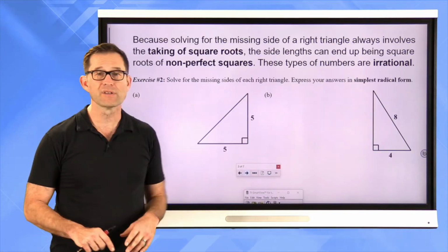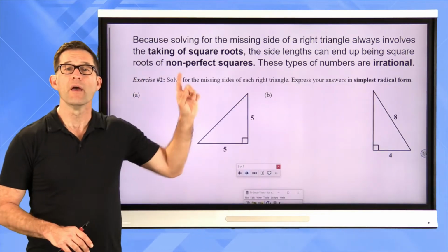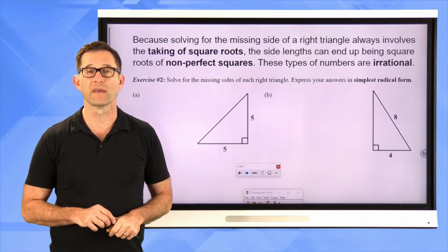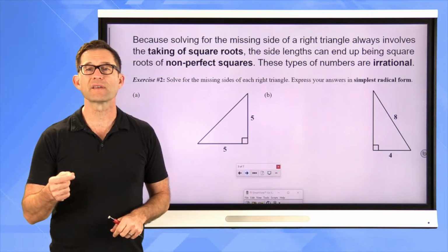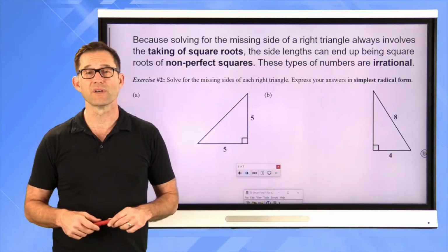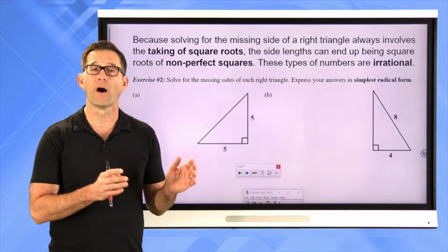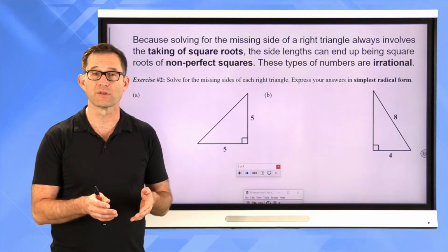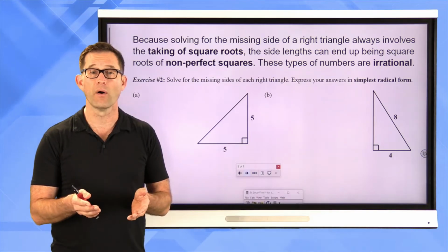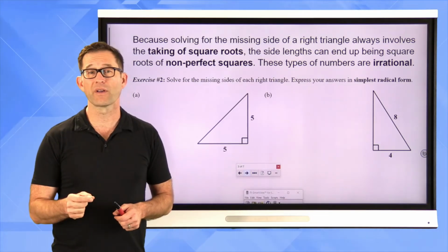Okay. Now there's a lot of considerations going on here. Because solving for the missing side of a right triangle always involves the taking of square roots, the side lengths can end up being square roots of non-perfect squares. So in the previous exercise, we were finding the square root of 169 at the end, which was 13, and the square root of 144 in the other problem, which was 12. It doesn't always work out nicely.